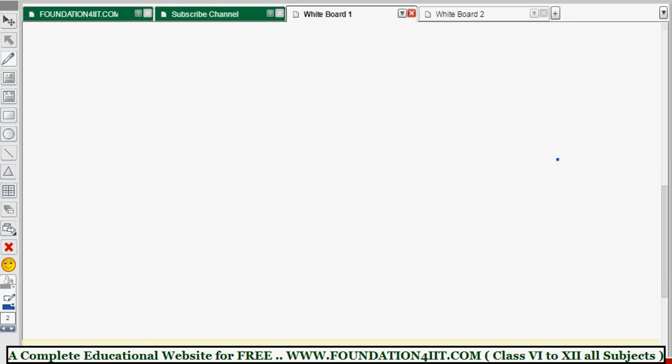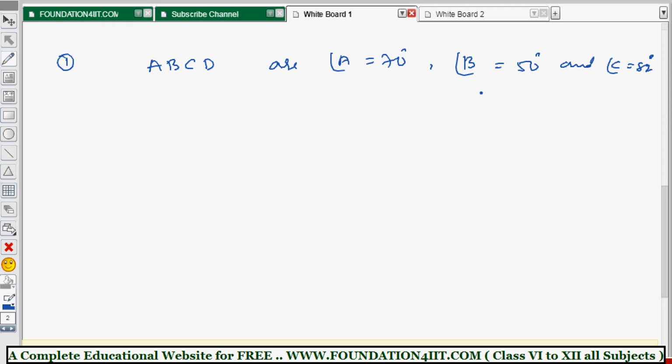Fine. So using this statement, the questions will come. Let me show you. If they give any three angles, we can find the other one. So for example, problem 1: three angles of a quadrilateral ABCD are angle A 70 degrees, angle B 50 degrees, and angle C 82 degrees, right? Then find angle D. Angle D is equal to dash.